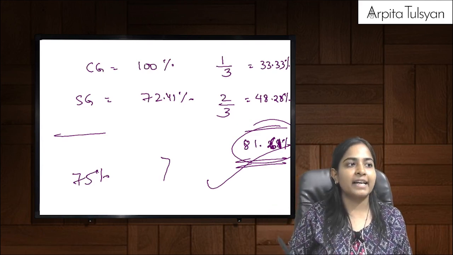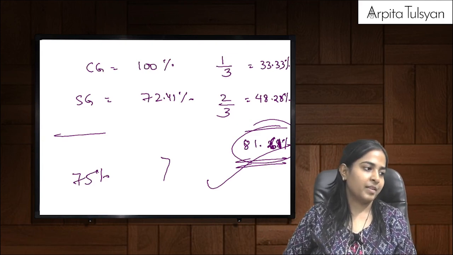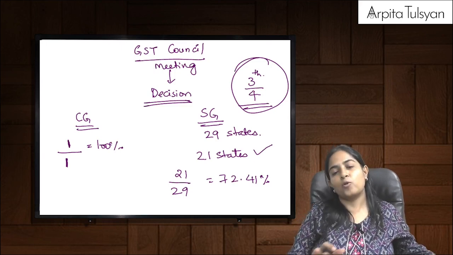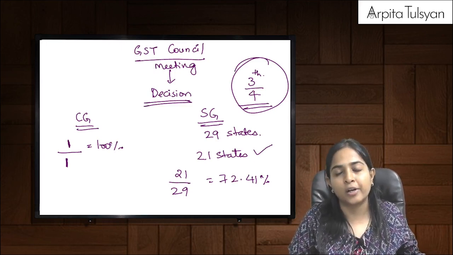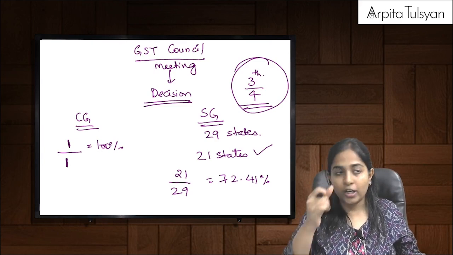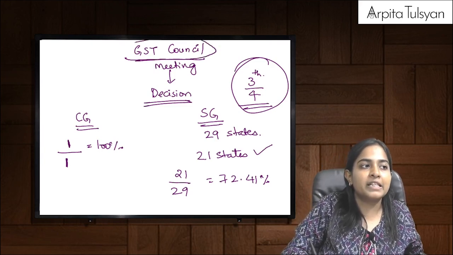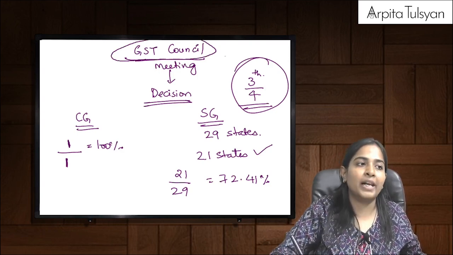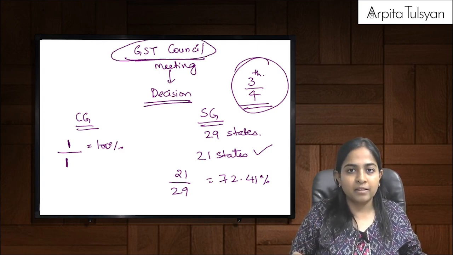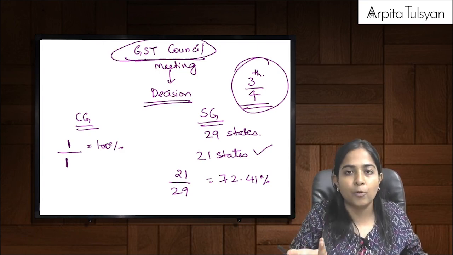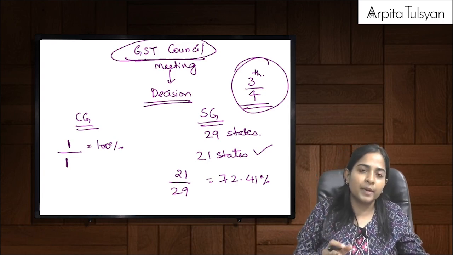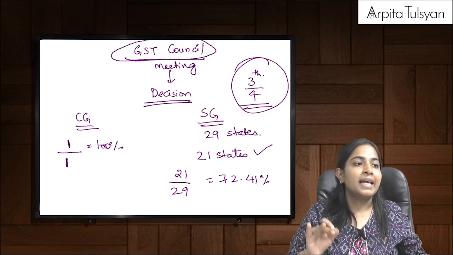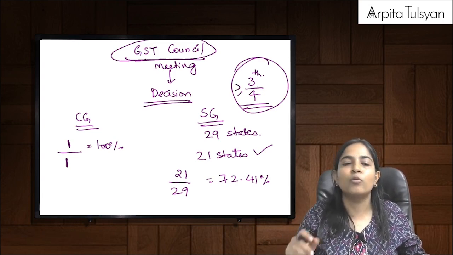Are you understanding this, everyone? Yes. If you want to write down this calculation, you can write it down. This is just for your knowledge, this calculation is not relevant from the exam point of view. What you are supposed to remember is that for holding a valid GST council meeting, at least 50% members should be present, then quorum is assumed to be present, and any decision in that meeting should be approved by a majority of more than or equal to 3/4.